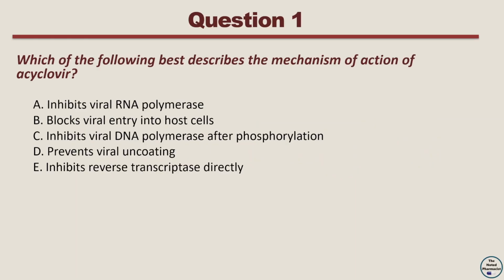Question 1. Which of the following best describes the mechanism of action of acyclovir? Option A, inhibits viral RNA polymerase. Option B, blocks viral entry into host cells. Option C, inhibits viral DNA polymerase after phosphorylation. Option D, prevents viral uncoating. Option E, inhibits reverse transcriptase directly.